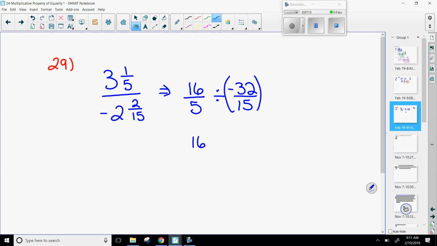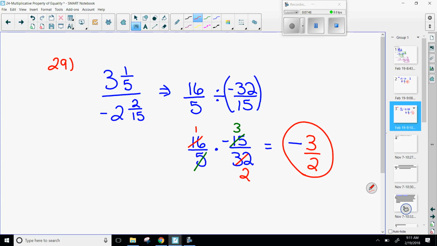Change flip, so we're going to keep the first fraction, change the sign to multiplication, and flip the second fraction. We said that a positive times a negative is a negative value. Now reduce first, it's going to make it easier. 5 goes into 15, how many times? 3 times. What goes into 16 and 32? 16, very good. 16 goes into 16 once, 16 goes into 32 twice. And your answer is -3/2. When I was pre-checking papers, I saw some +3/2.